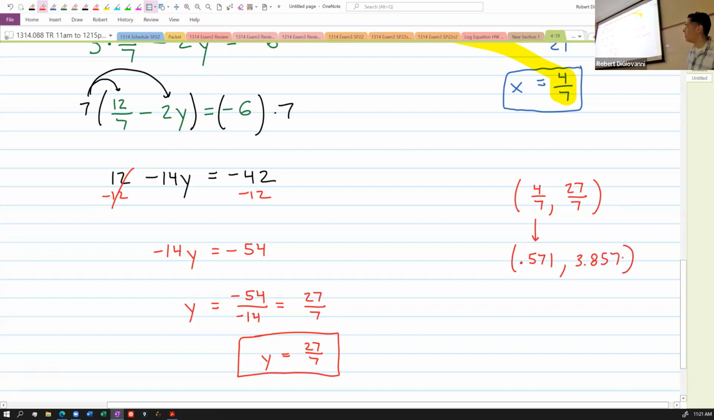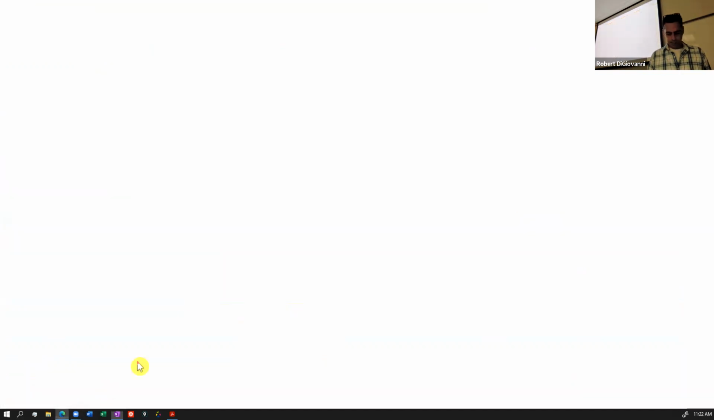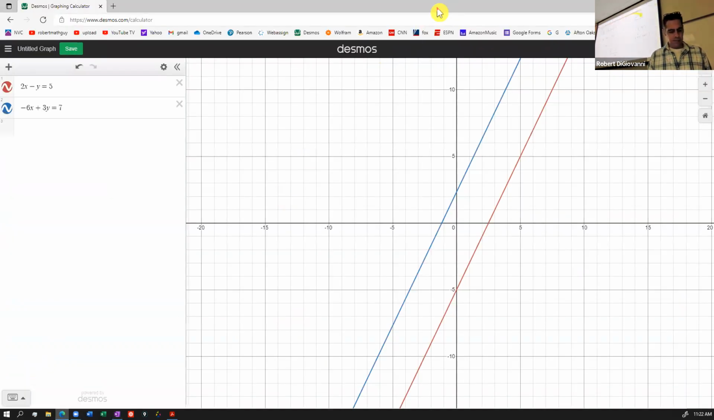Okay, so what should happen is if I go graph these 2 lines, then when I go to this x coordinate and this y coordinate, I should see the 2 lines hitting each other, right? That's what should happen. So let me try that. Any questions while I'm graphing this?